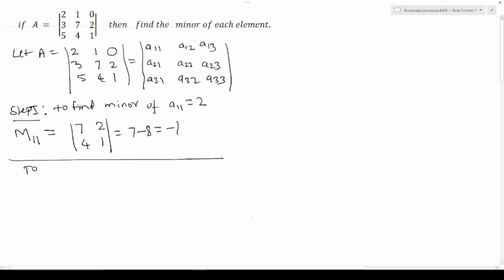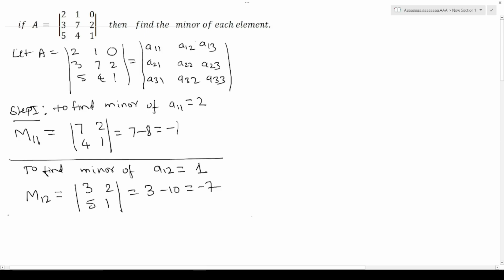After that, to find the minor of A12 equals 1, that is nothing but M12. To find the minor, we omit the first row and second column. What is left? The rest of the elements are 3 2 5 1. So I go for the determinant of 3 2 5 1, which equals 3 minus 10, which equals minus 7.